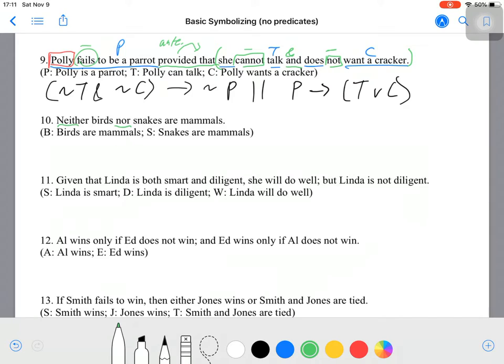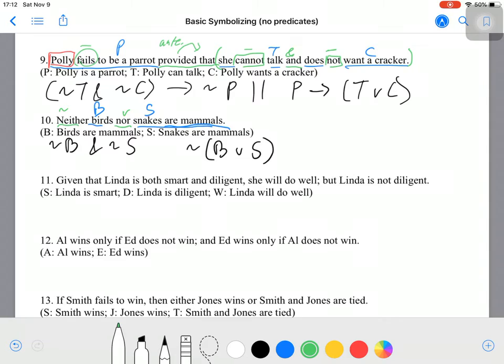Neither nor. So with neither nor, there's two ways to translate these things. You can translate them as two independent sentences, or you can translate them as a negation wedge. So I'm going to show you both. So birds are mammals is translated with B. Snakes are mammals is translated with S. So we could say that it's not the case that birds are mammals, and it's not the case that snakes are mammals. That's true. Or, and this should look familiar because De Morgan's, it's not the case that either birds or snakes are mammals. Both of these translations work. You can kind of pick whichever one makes the most sense for you.